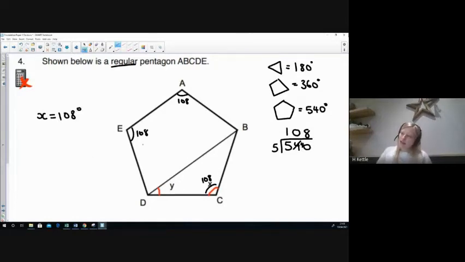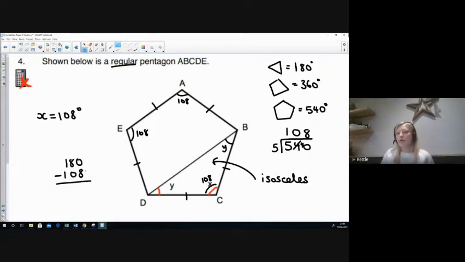Now, because it's regular, all of these sides are the same length. So this triangle here is an isosceles triangle, which means that it's got 2 sides the same and 2 angles the same. So this angle here would be the same. I know in a triangle it adds up to 180 degrees. So I'm going to do 180, take away 108. And again, we've got more on the floor. I'm going to borrow from next door. 10 take 8 is 2. 7 take 0 is 7. And 1 take 1 is 0.